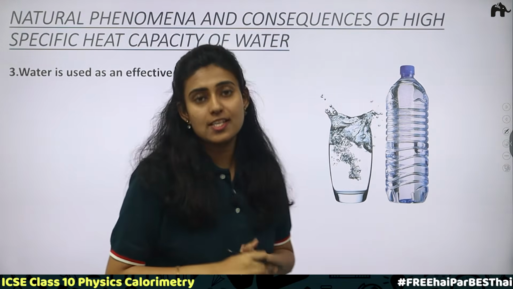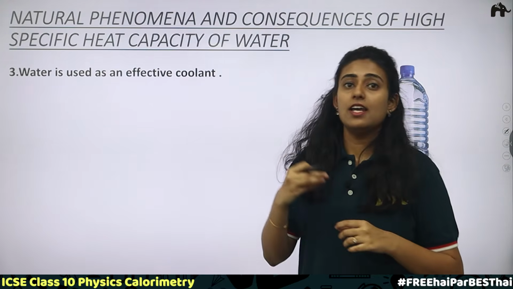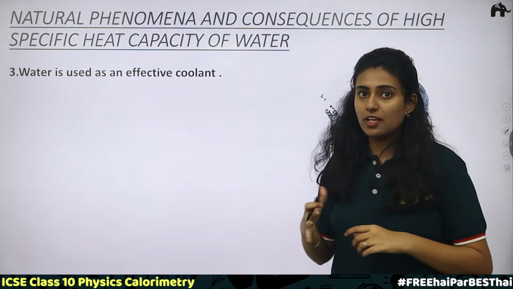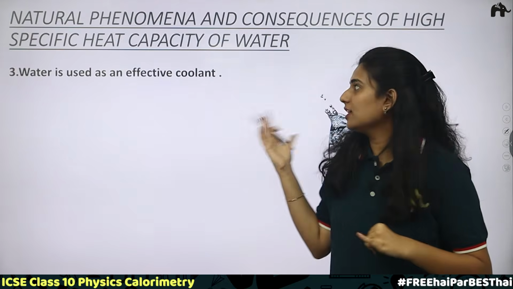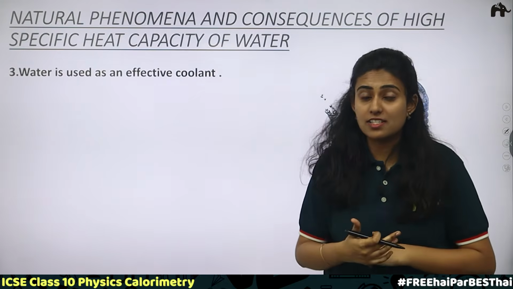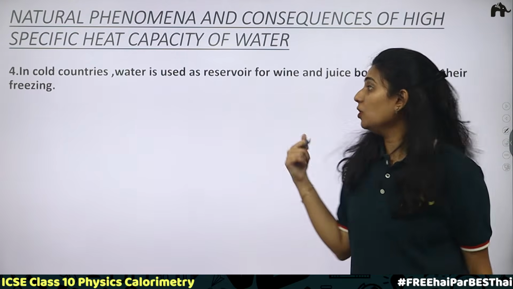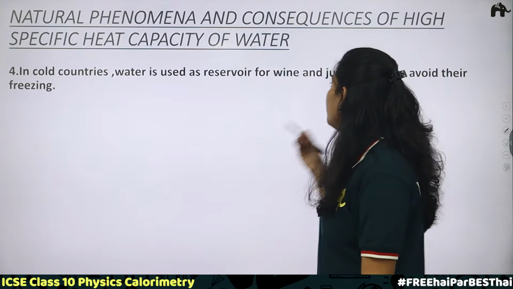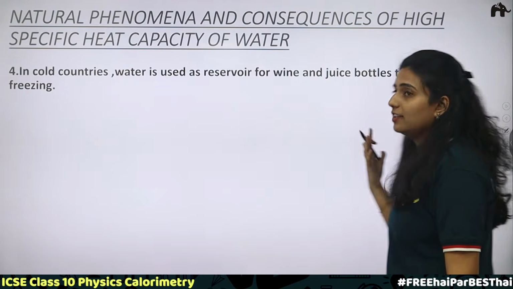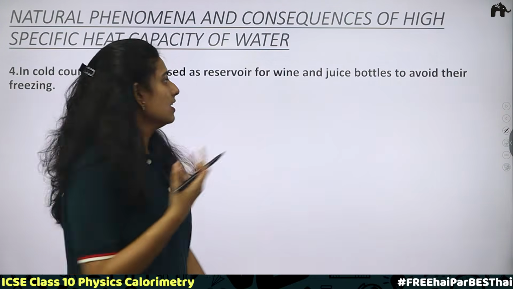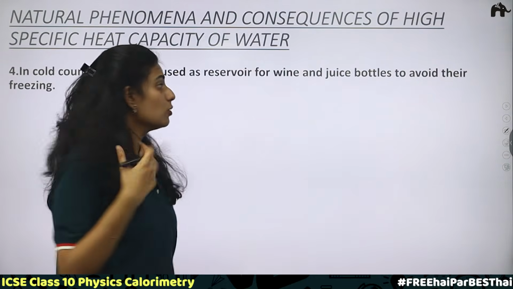Similarly, in the case of machines, the heated up part, by spraying water, you can lower the temperature. So water is used as a coolant in radiators, in generators, etc. In cold countries, water is used as a reservoir for wine and juice bottles to avoid their freezing. In cold countries, these wine and juice bottles can get frozen easily.